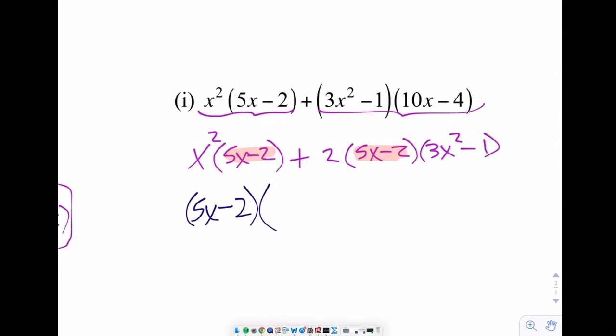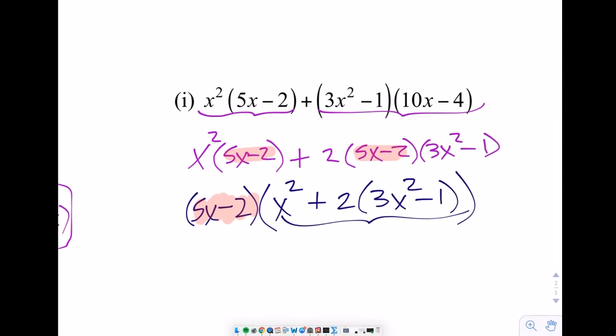What's left in the first term? X squared. Plus, what's left in the second term? 2 times, remember these are 3 factors, so when I divide out the 5x minus 2, I'm just left with those 2 factors. So I'm left with 2 times 3x squared minus 1. Now, this is not completely factored, but notice what we did is we took advantage of the fact that it was originally partially factored. Now, instead of expanding all of it out in the beginning, I have a factor that's sitting here ready to go.